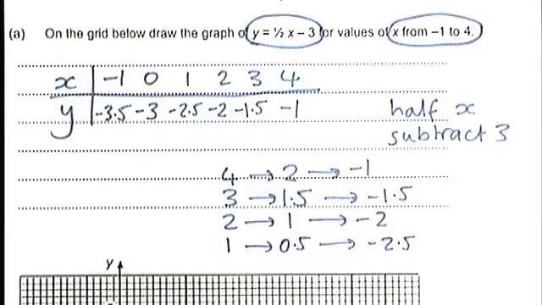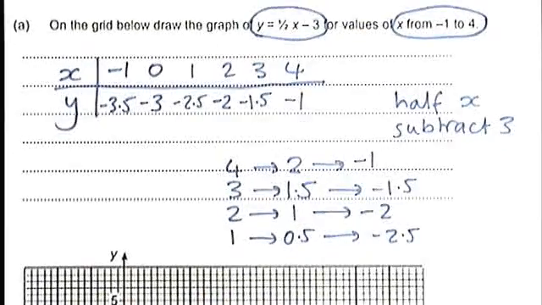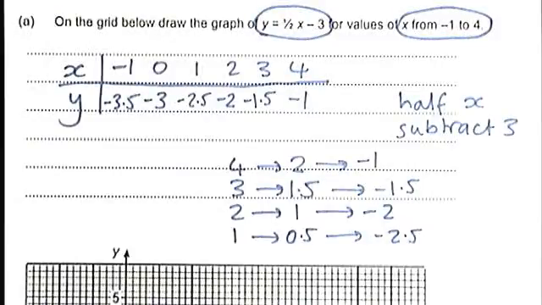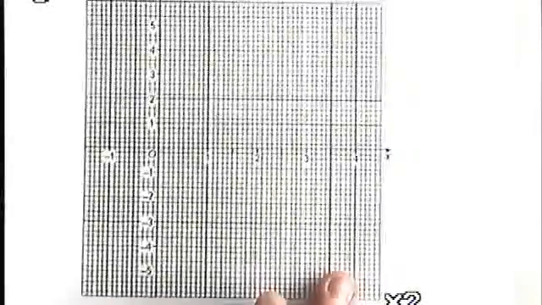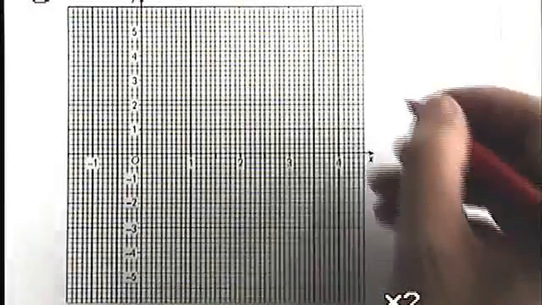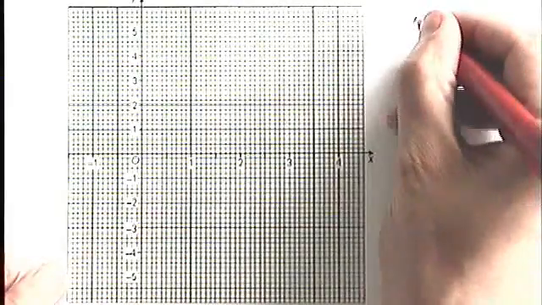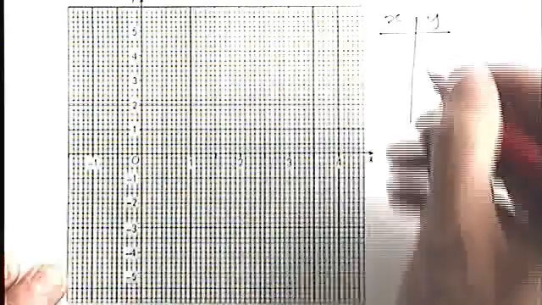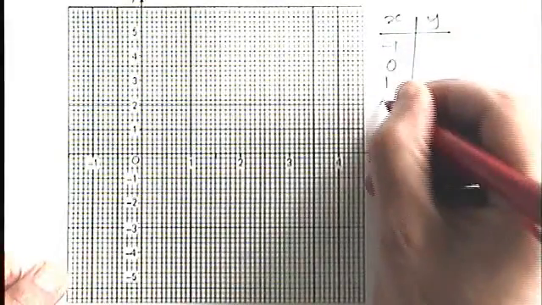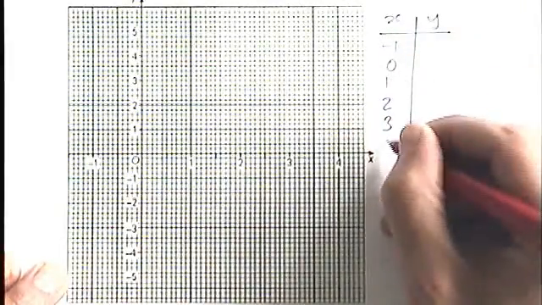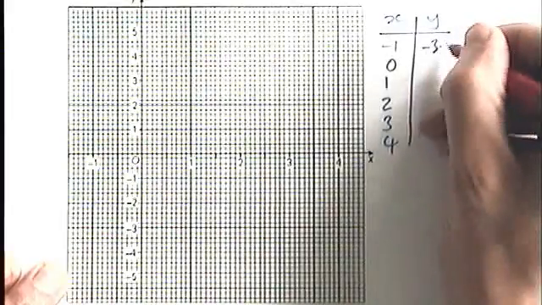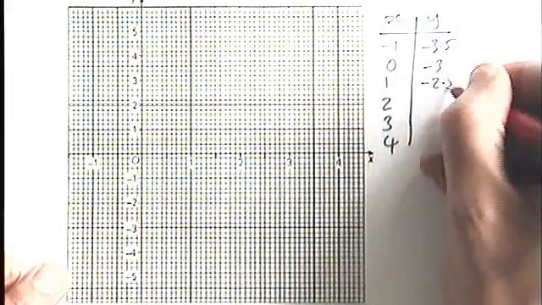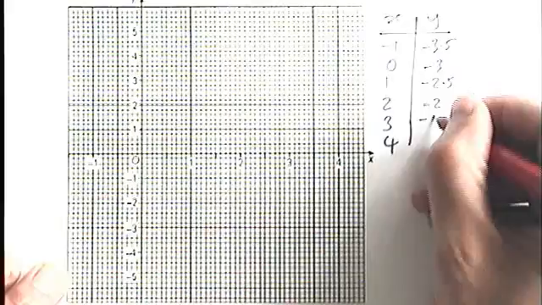Okay, what we're going to do next is try and plot this graph. And for that I'm going to need to turn to this grid here, and I'm just going to need a copy of those numbers. So once again, I'm going to copy those numbers over here. This time I'm going to have to do them the other way around. So we've got -1, 0, 1, 2, 3, and 4, and the numbers were these ones.